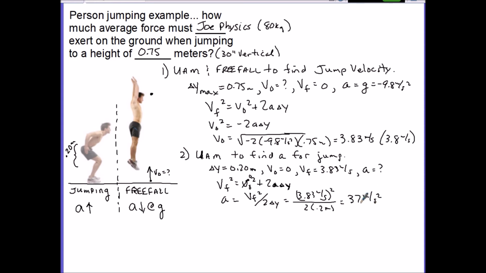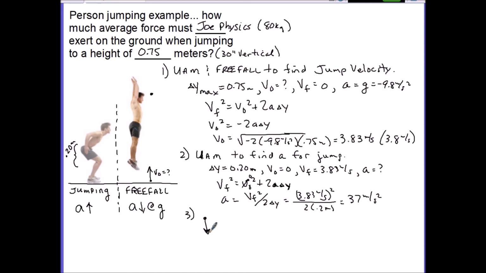So it's a pretty good jump. That's almost 4 G's worth of acceleration. And there we go. That's part 2. Now part 3, the actual question that we're trying to solve is just how hard they're pushing on that ground in order for them to be able to generate that speed off the ground so they can get to that height. It's important to draw an FBD here.